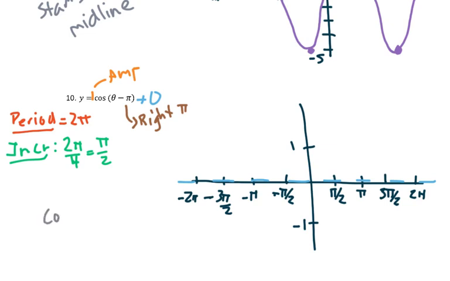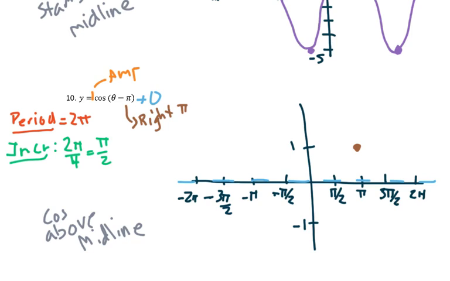So remember, cosine starts above or below. Since it's a positive, this cosine is going to start above the midline. So normally we would start right here. But because we're going right pi, this point here is going to be our starting point, because we've gone right pi.